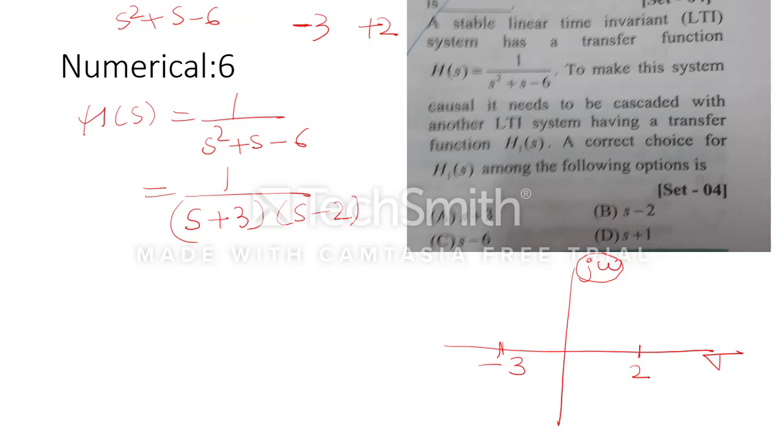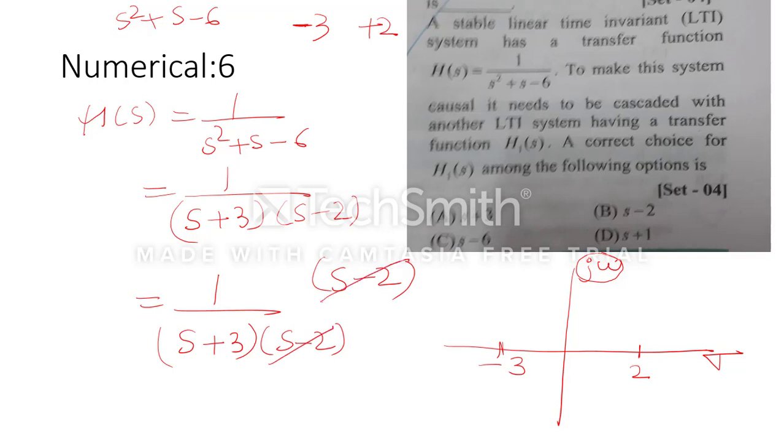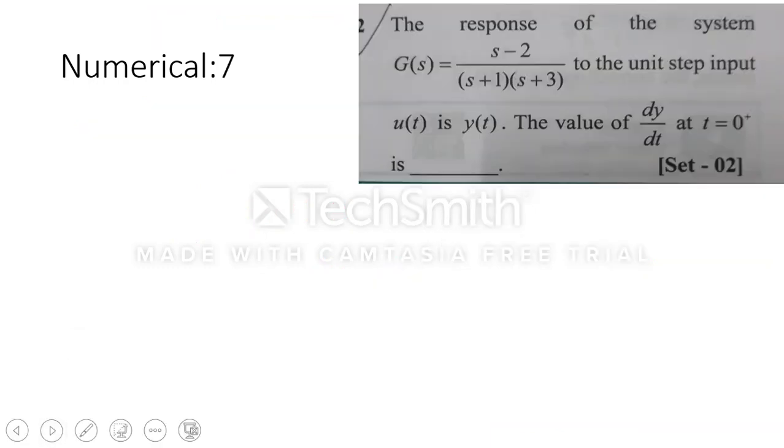So we need to multiply it by H1(s). Suppose H1(s) is nothing but s minus 2. Then s minus 2 will cancel out, and now only s plus 3 will remain. In that case, the ROC will be this one only, so it is including the j omega axis plus it is a right sided sequence. So it will make the system stable as well as causal. So that's why H1(s) will be s minus 2.